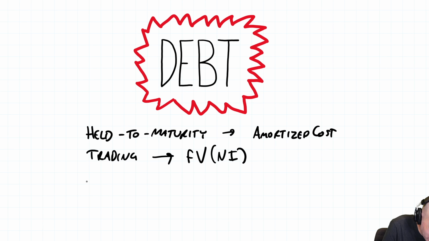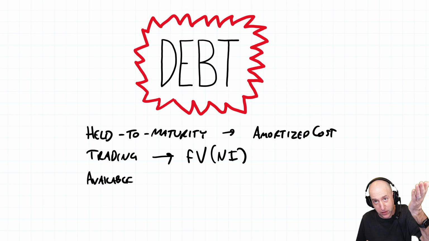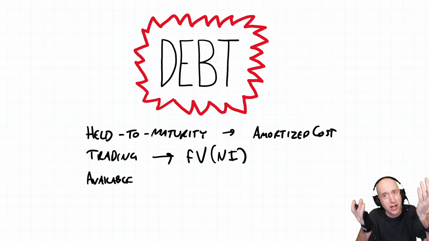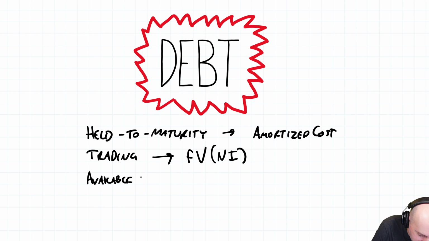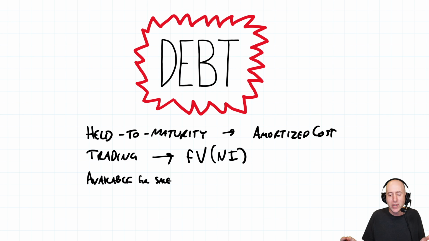And we call this category available for sale. My intentions are not crystal clear. I'm not for sure going to hold it till the end. I'm not for sure going to trade it. I'll just wait and see. And available for sale is a middle ground between the two, and it's the top. You do a little bit of both.